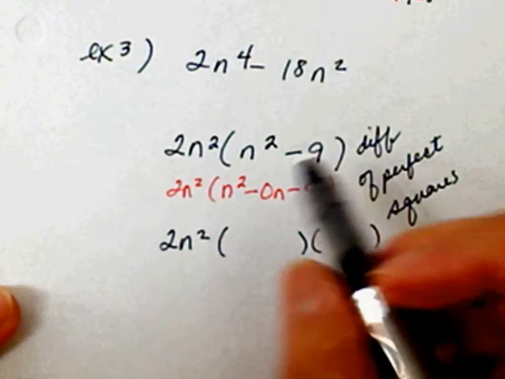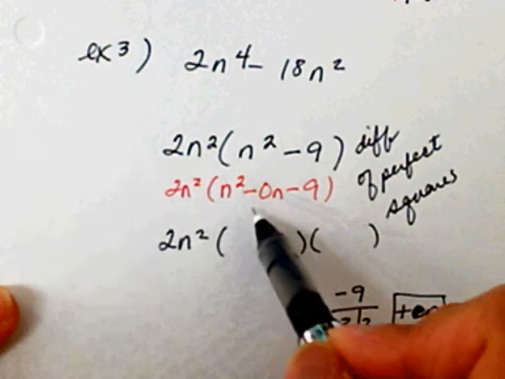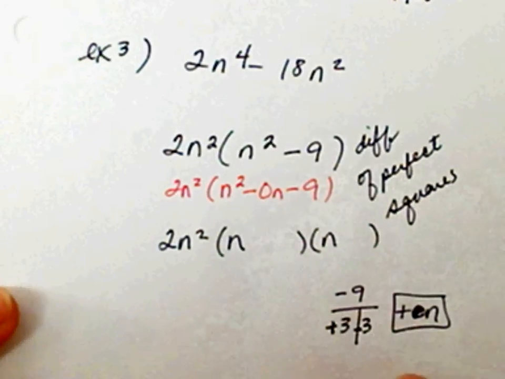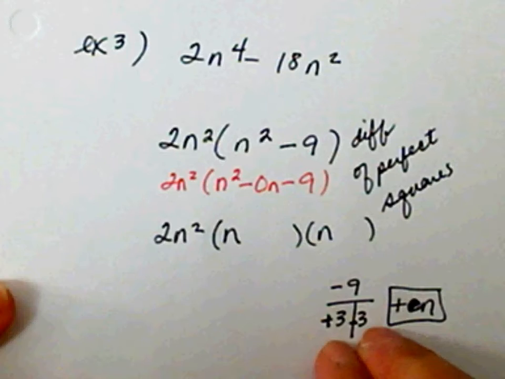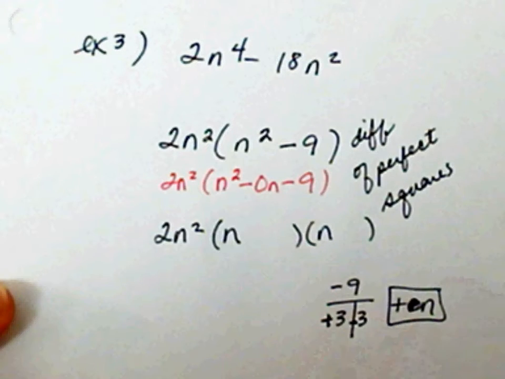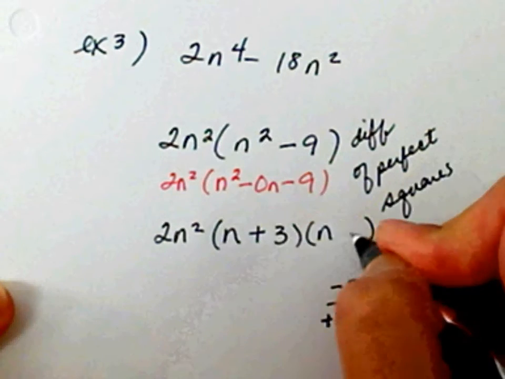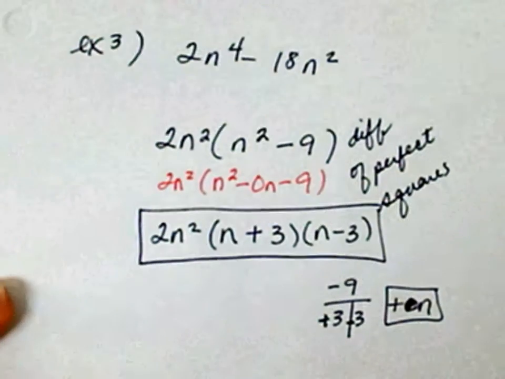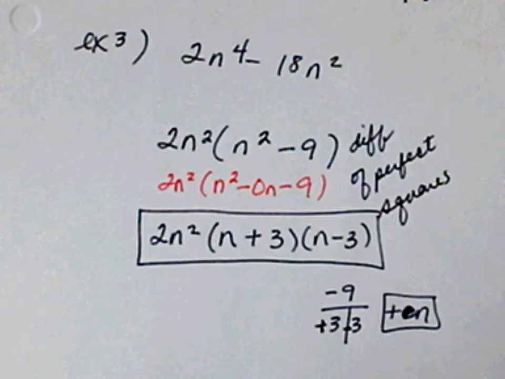So now we can go and finish our factoring. What are factors of n squared? N and n. What two numbers multiply to give you negative 9 and subtract to give you 0? Positive 3 and negative 3. Okay? And there you have it. All right, that's example number 3.